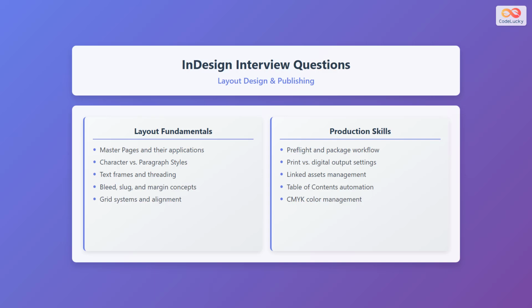Bleed, slug, and margin concepts reveal understanding of print production requirements, ensuring designs print correctly without white edges or cutting off important content. Grid systems and alignment principles demonstrate ability to create visually organized, professionally structured layouts. Production skills questions examine real-world publishing workflows like pre-flight and package procedures that prepare files for professional printing. Understanding the differences between print and digital output settings shows versatility in preparing content for various distribution methods.